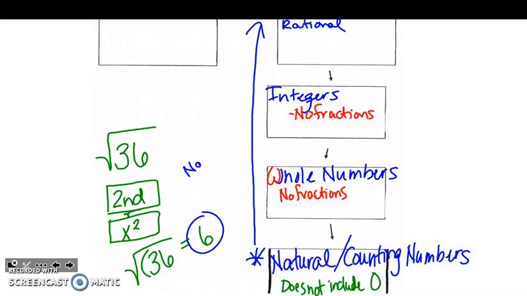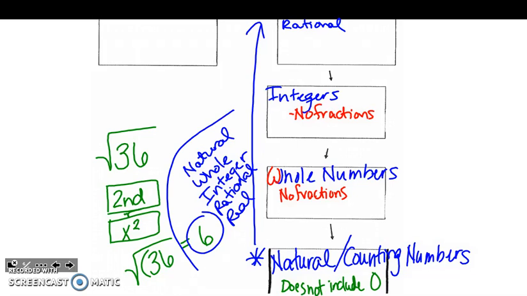So it's natural, it's whole, it's an integer, it's rational, and it's real. So this would be your answer. Okay, and you have to write them all out.